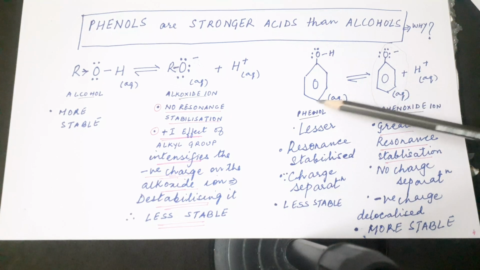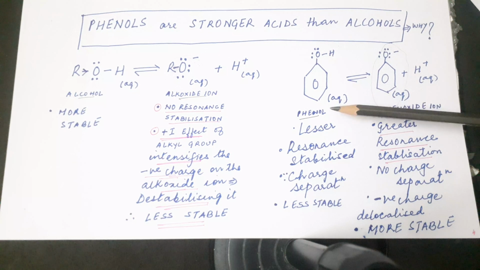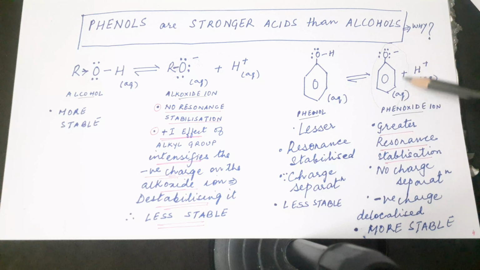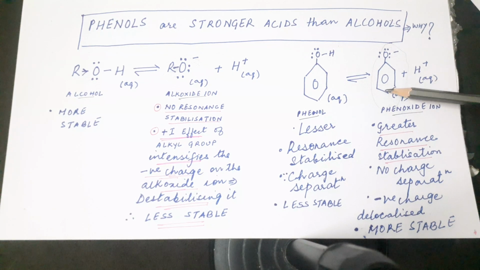On the contrary, as we just discussed, the phenoxide ion is much more stable than the phenolic entity. Why? More resonance stabilization. Why? No charge separation in the resonating structures here, and the only negative charge that is available is also delocalized over the entire ring. So H plus does not know where to hit the negative charge, and therefore phenoxide ion, being more stable as compared to the alkoxide ion, makes phenol a better acid than alcohols.